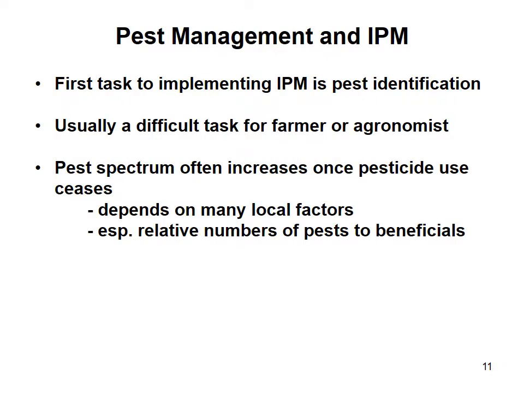The first task to implementing IPM is pest identification, but pest ID is difficult. A farmer or an agronomist is usually not able to say what range of pests they're trying to combat on their farm. It's not a straightforward task. The pest spectrum will often increase once broad spectrum chemicals are ceased, but this doesn't mean that pest problems will necessarily increase. This actually depends on many local factors, and especially the relative number of pests to beneficials.